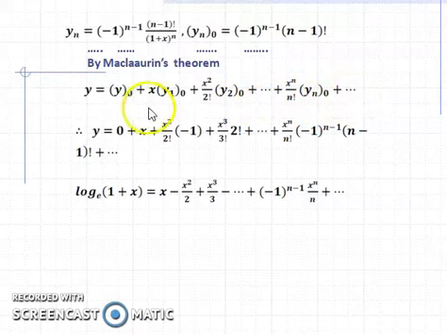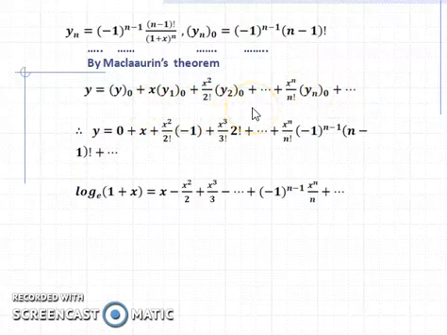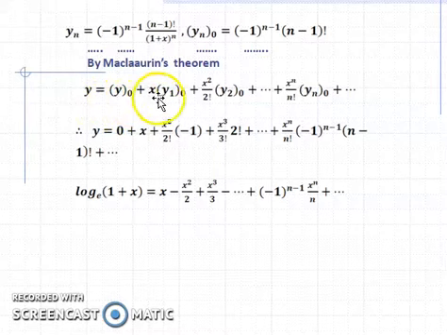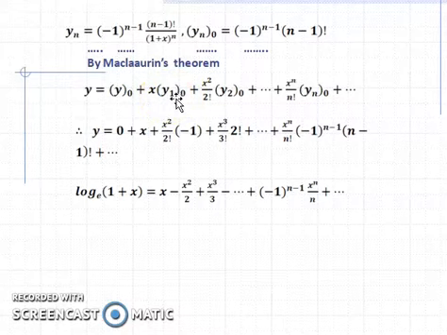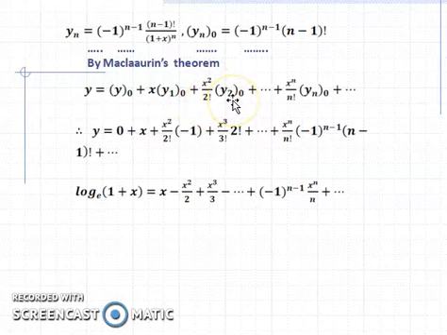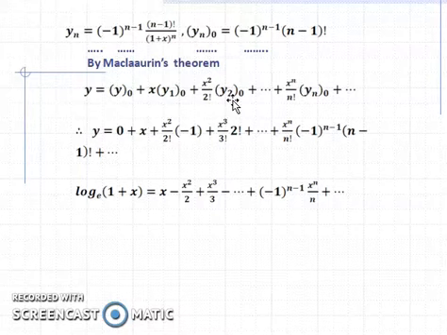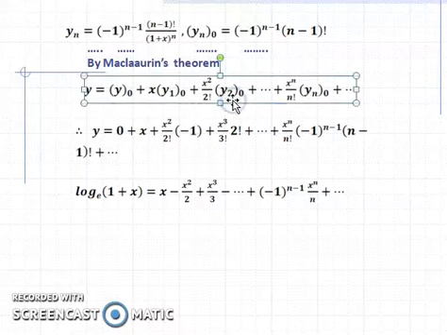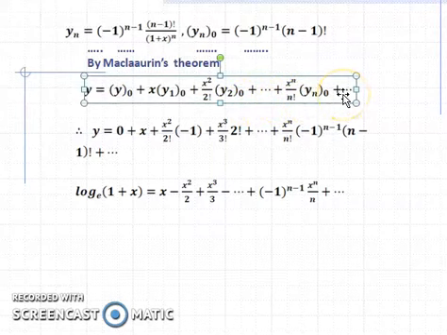Students, again I repeat the statement of Maclaurin's theorem. Please note it down. y equal to y0 plus x into y1 of 0, meaning first differentiation and then substituting x equal to 0, we get y1 of 0, plus x square divided by factorial 2 into y2 of 0, meaning second order of differentiation and after putting x equal to 0, we get y2 of 0. Similarly, yn of 0, of nth order of differentiation.